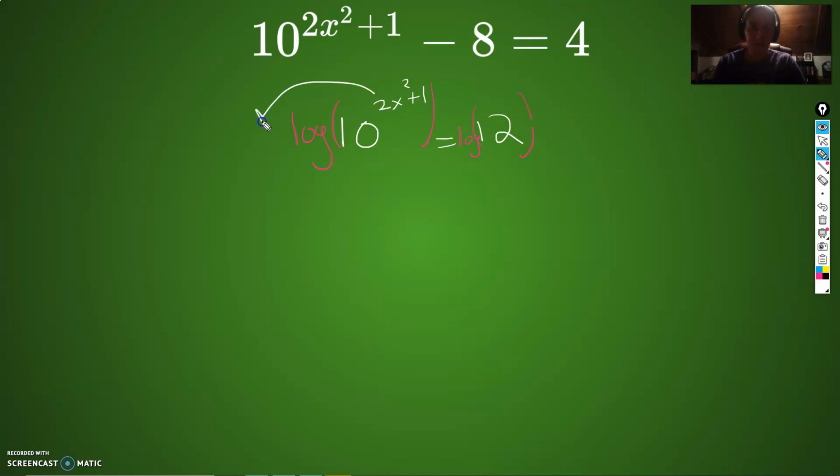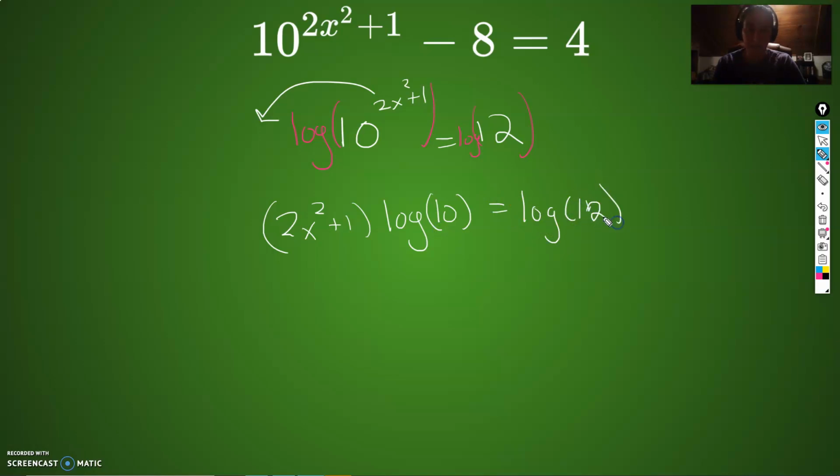So now that gets to drop down in front. So now we have 2x squared plus 1 times log of 10 equals log of 12. That's a 12. Alright, what is log of 10? 10 to what power is 10? Oh, it's 1. Log of 10 is 1. So this is all 1, so that's basically 1 times anything itself. So that's going to turn to 1, so that gets to kind of cancel out. So we get this, log of 12.